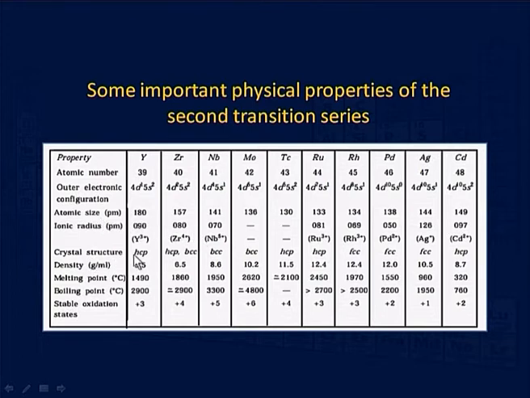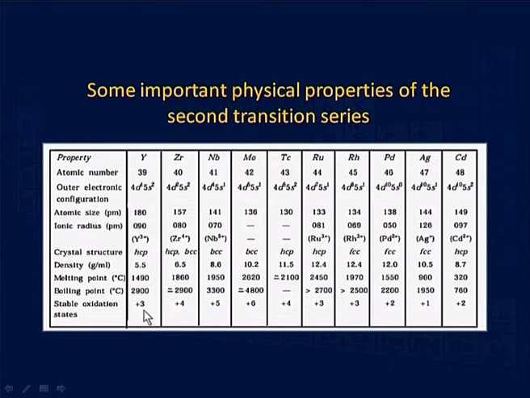The crystal structure adopted by these metals is also depicted in the table. You will see that most of these metals have the HCP crystal structure. Some of them also exist in the BCC as well as FCC structure. The densities of these metals in gram per ml unit are also depicted. The melting points and boiling points of some of the metals are also depicted, and the stable oxidation state.